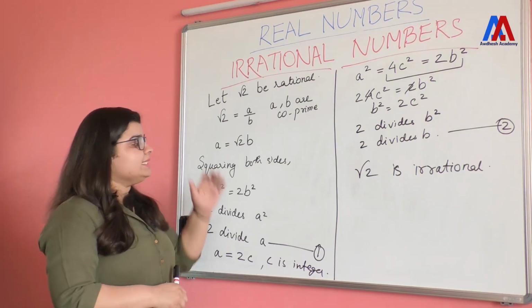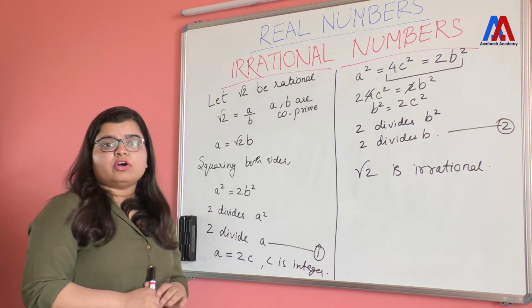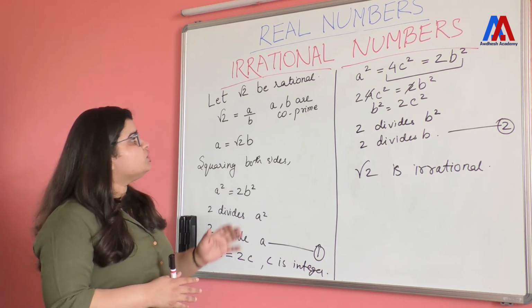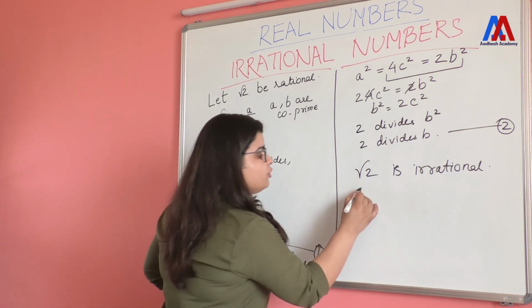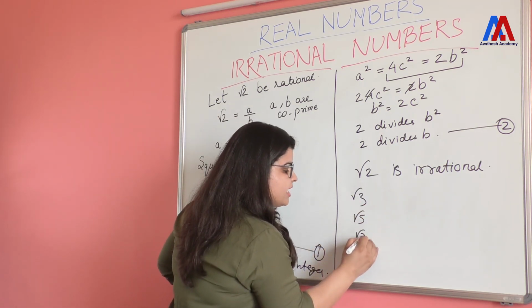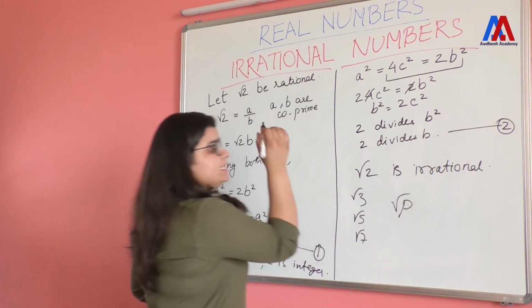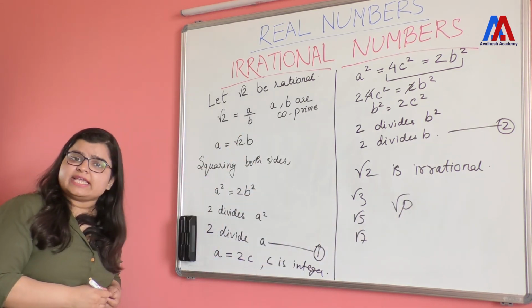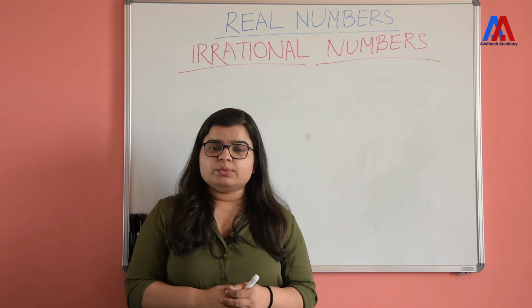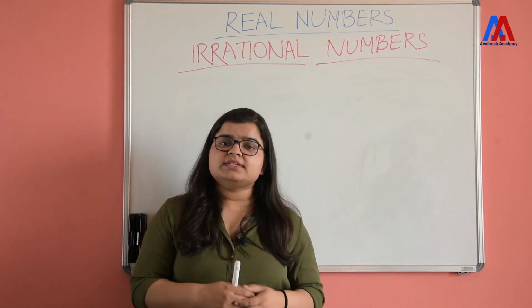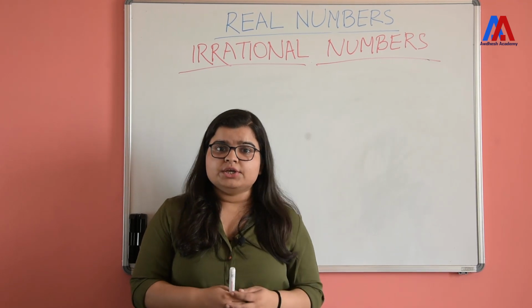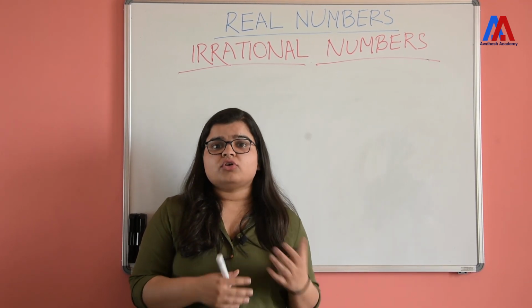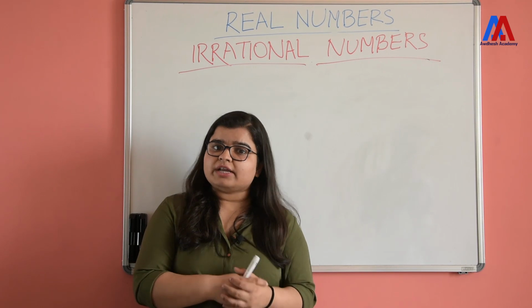One more thing, this proof will be the same for any other number which is a square root of a prime number. Let's say for root 3, root 5, root 7, root p, this entire method would be the same. In the first question, we had proven that root 2 is an irrational number, and I told you that in a similar way we can prove that the root of any other prime number is an irrational number.